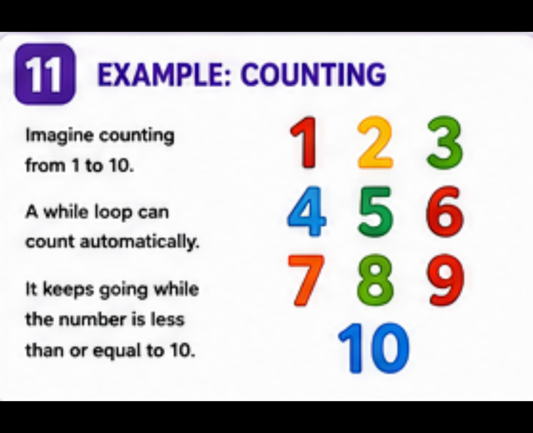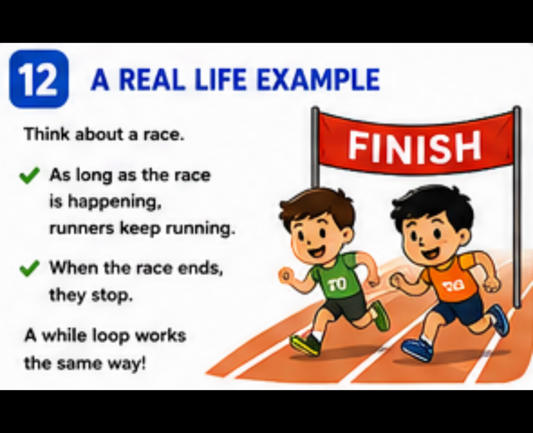Think about a race. As long as the race is still happening, the runners continue moving. When the race ends, they stop. A while loop follows the same idea. The loop continues running while its condition is true and stops when the condition becomes false. Video games often use while loops. As long as the game is running, the program keeps checking for player actions, updating scores, moving characters, and displaying graphics. Without loops, games would stop working almost immediately.